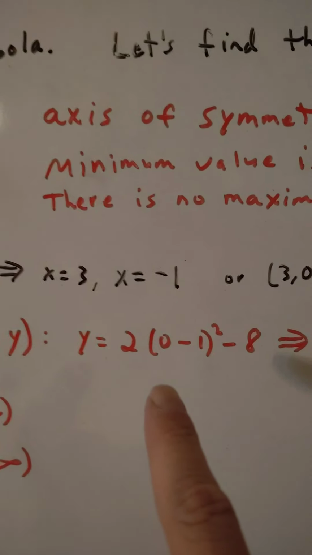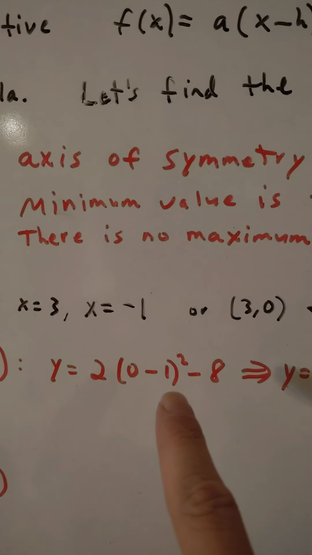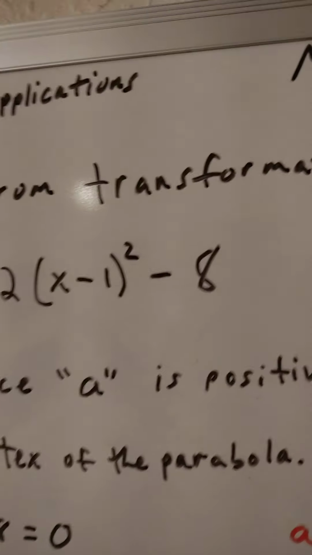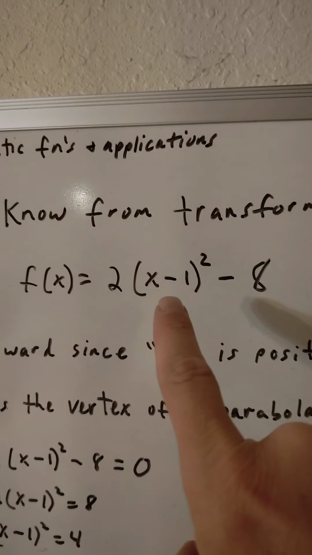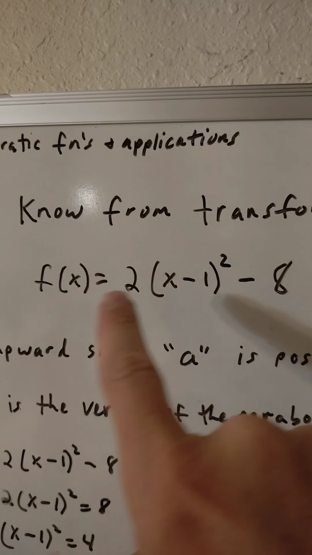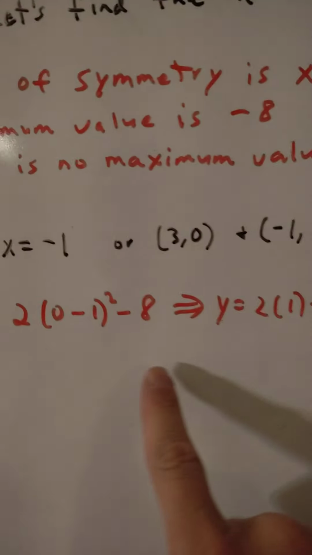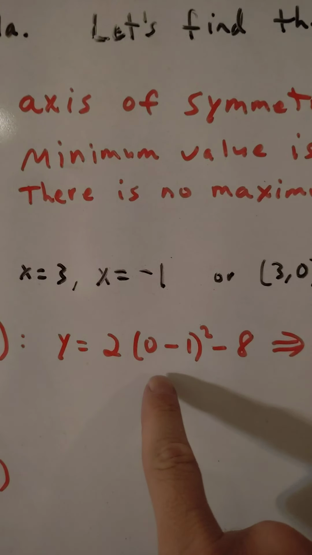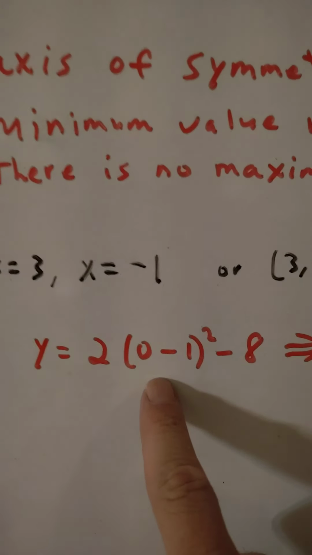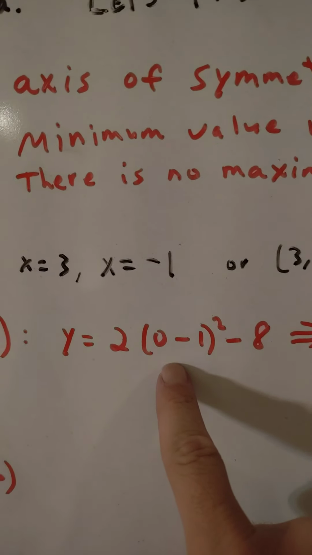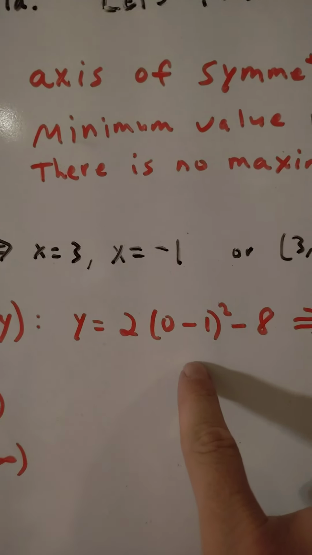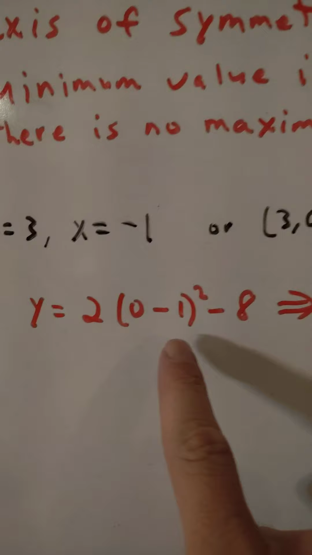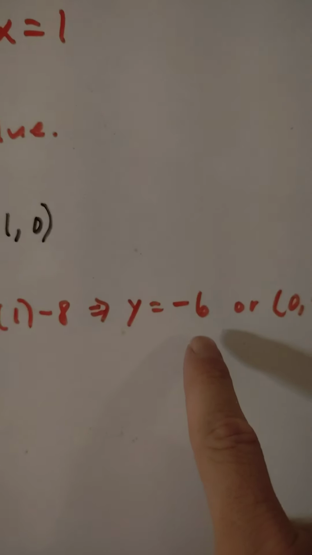So y equals, instead of writing x, I'm going to write 0 minus 1 all squared minus 8. And again, that just comes right from that quadratic function right here. How do you solve for a y-intercept? You let x equal 0 and solve for y. So that's what I'm doing right here. And let's continue. Let's do the order of operations. Do the stuff in parentheses first. What's 0 minus 1? Negative 1. What's negative 1 squared? 1. What's 2 times 1? 2. What's 2 minus 8? Negative 6.